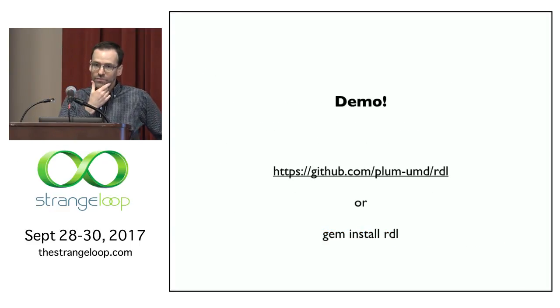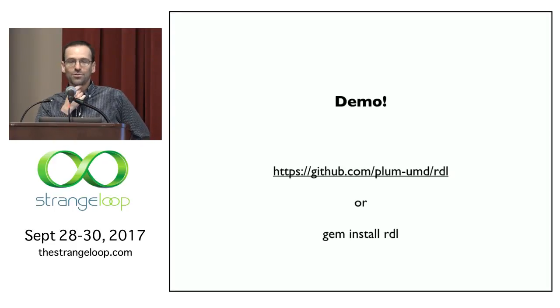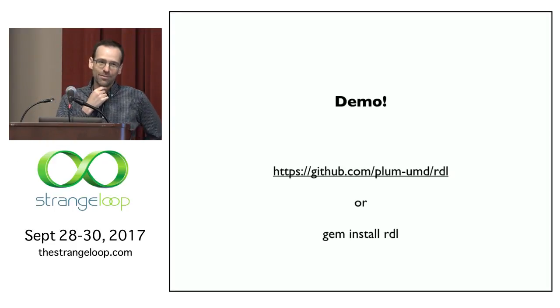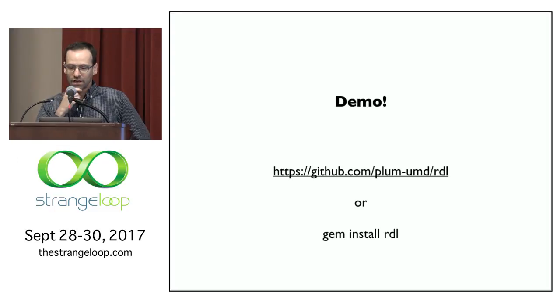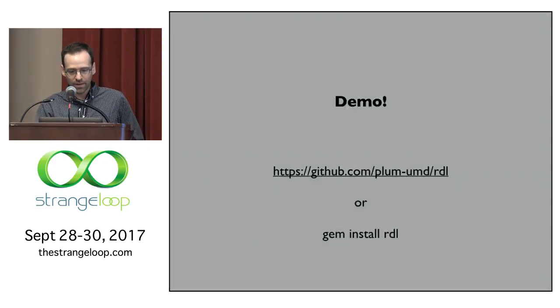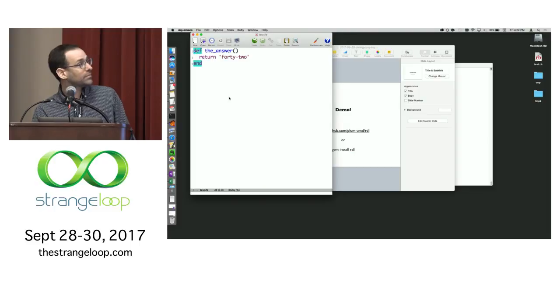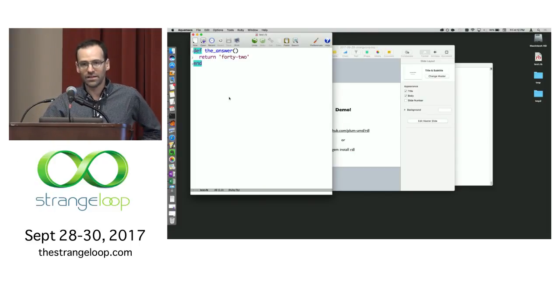So what I thought I'd do first, at risk of screwing up, is do a demo. The code for this system that I'm going to show you is called RDL. Please don't ask me what RDL stands for because I don't actually know. It's up on GitHub, and there's a gem for it.